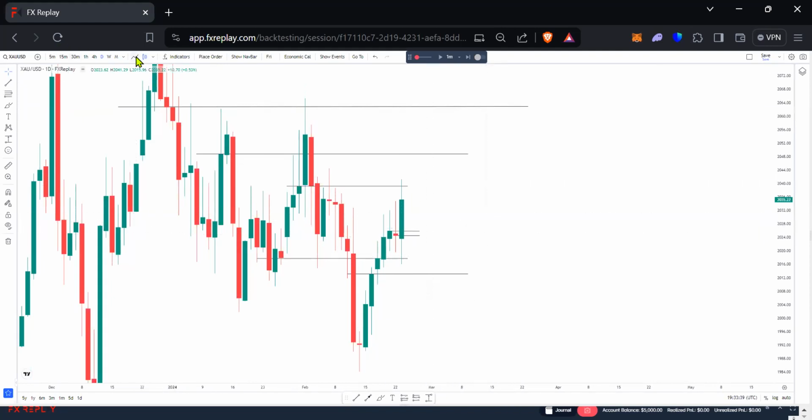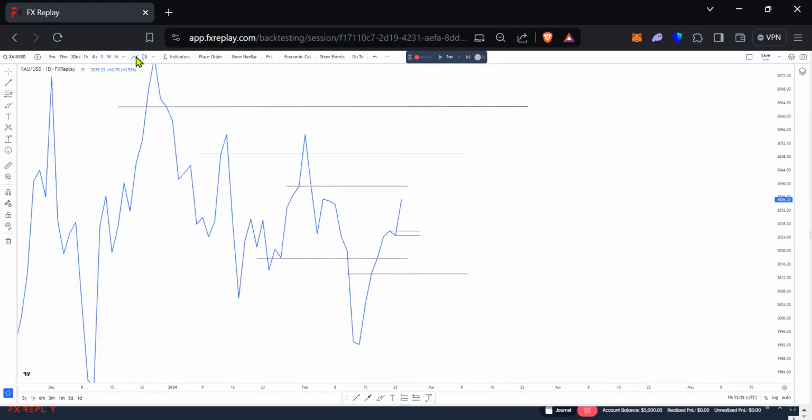Now on the daily chart, is there any support and resistance that I have not marked that is close to where price is currently? Yes. For example, this is a resistance level close to where price is currently. So I need to mark it. I need to mark that area.